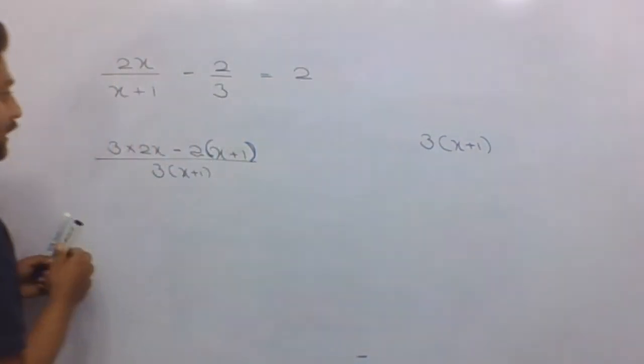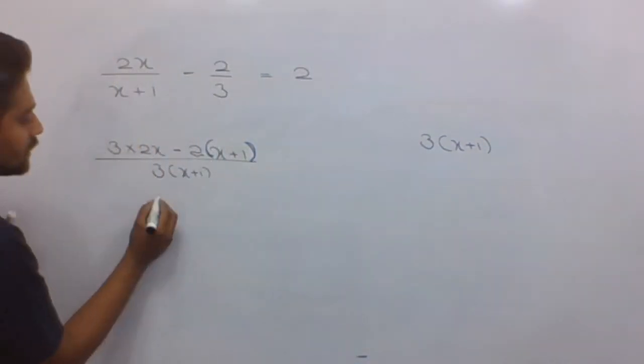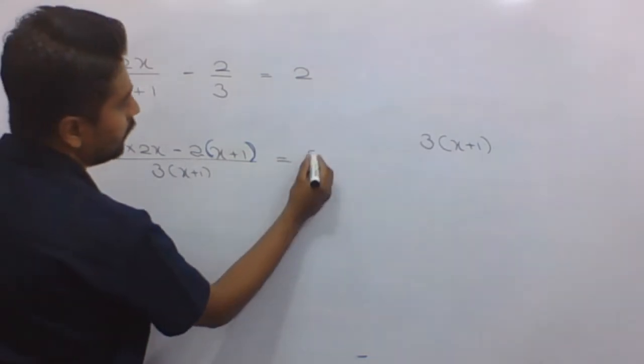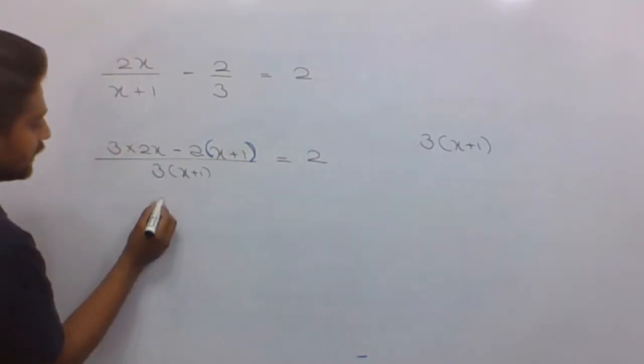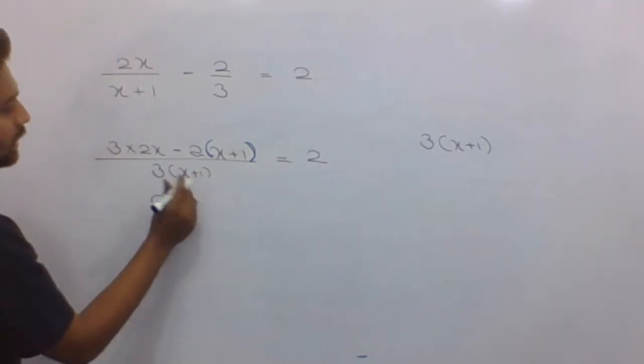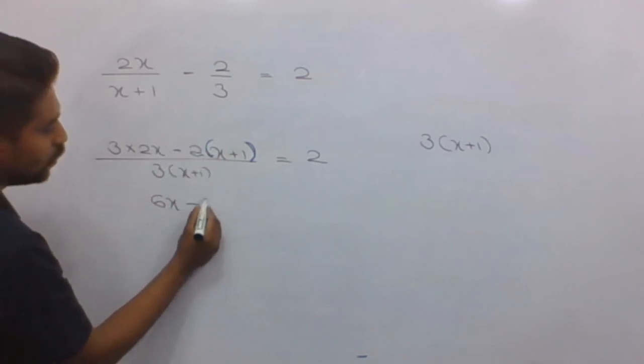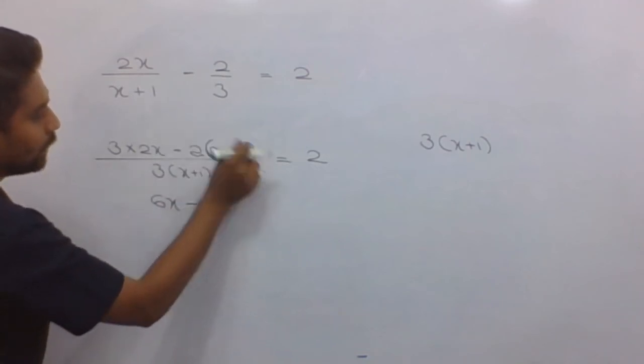Look, then 3 times 2x, here what is remaining? 2 here. Then 3 times 2x is 6x. Then here minus 2 into x, minus 2x. Minus 2 into plus 1.